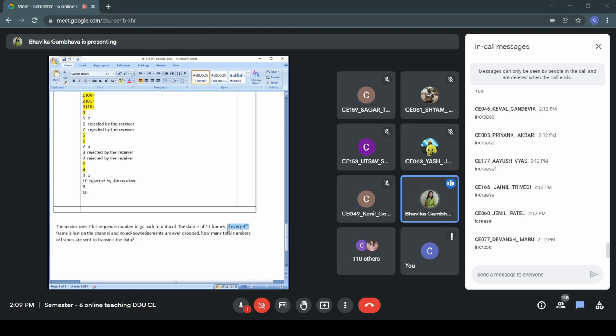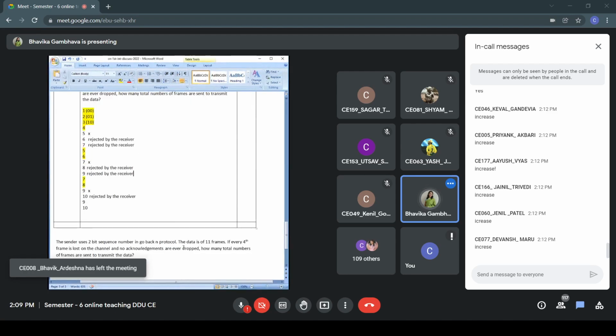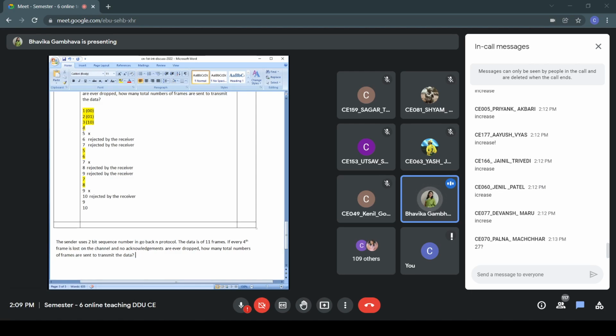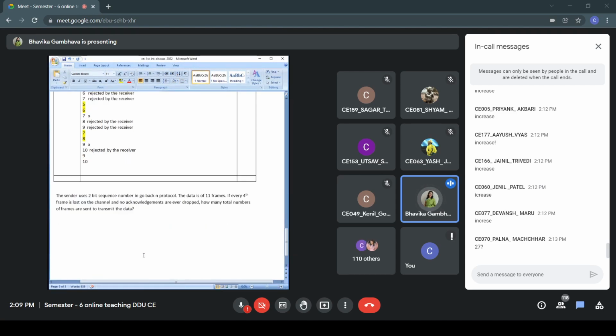Because here every fourth frame is lost. In the earlier scenario, every fifth frame was lost. And if you observe a pattern, after some time it will so happen that after the fourth, almost all the frames will be dropped. Like the fourth will be dropped, then after some time the fifth will be dropped, and so many retransmissions will be there.